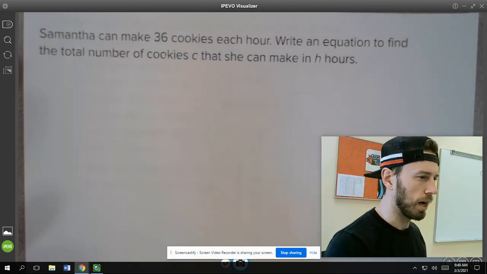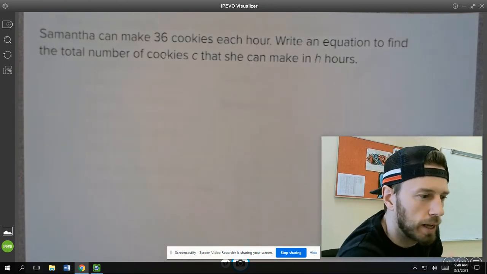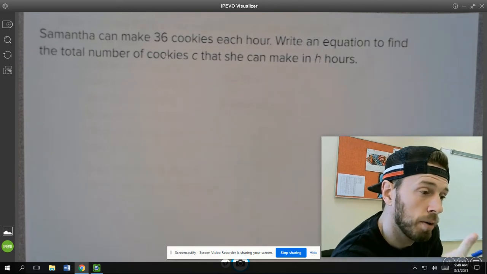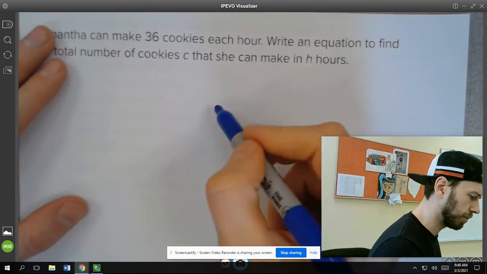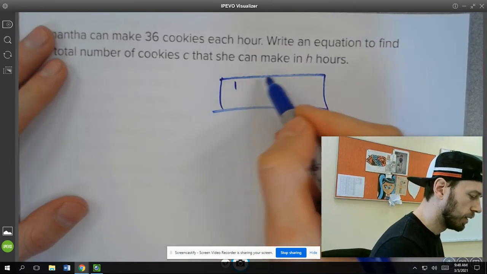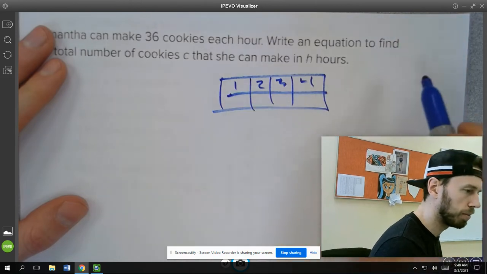36 cookies each hour. This problem is based on how many hours she's making cookies, so I know that's my input. She could make cookies for 1 hour, 2 hours, 3 hours, 4 hours. So if I'm thinking in my brain here, I'm thinking 1 hour, 2 hours, 3 hours, 4 hours. The question is, how many cookies would she make in that time?